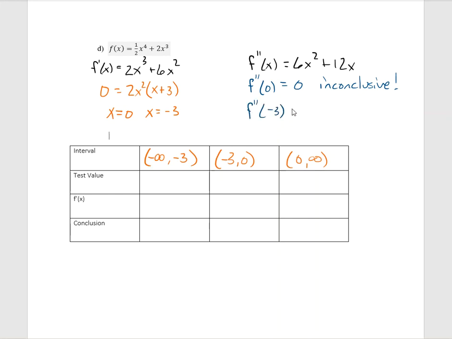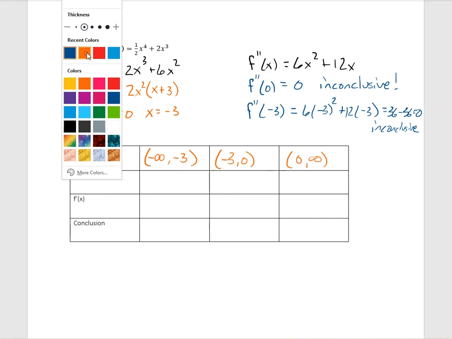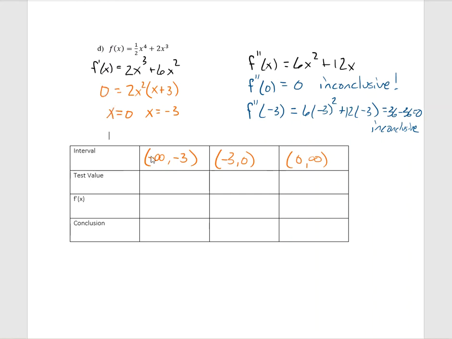But the second derivative at negative 3, that's 6 times negative 3 squared plus 12 times negative 3. That's a 12, not a 2. Negative 3 squared is 9. 9 times 6 is 36. We are inconclusive again. There's some shenanigans going on in this graph. Look at that. All right, so we come back and we'll do some test points.